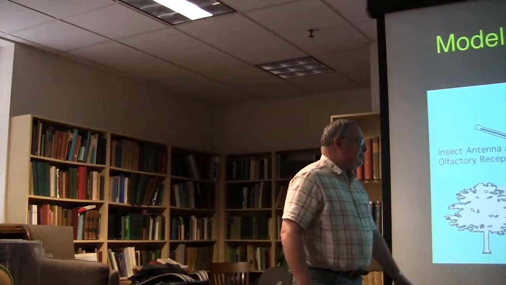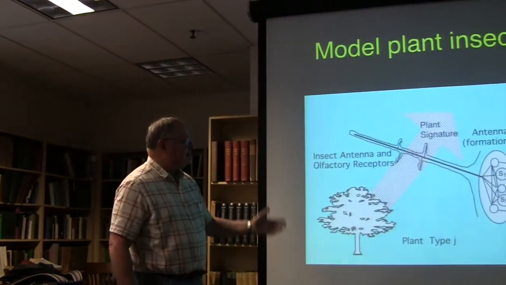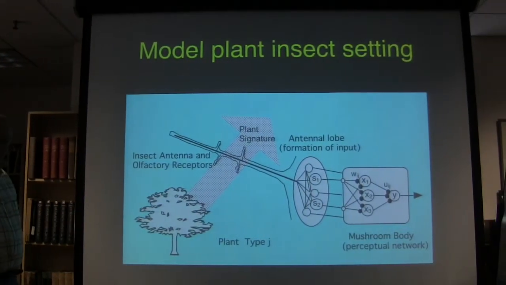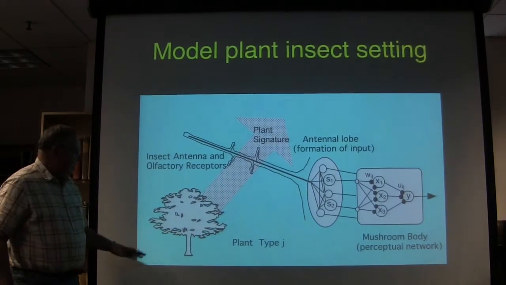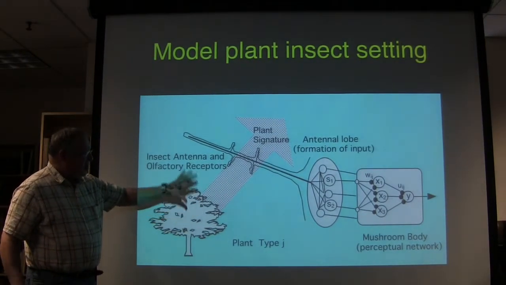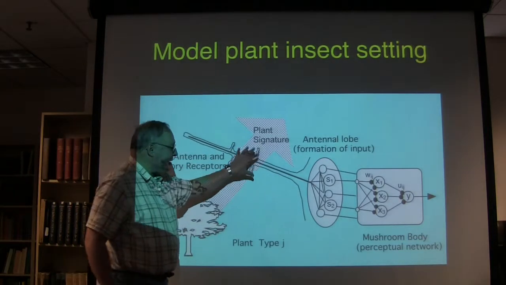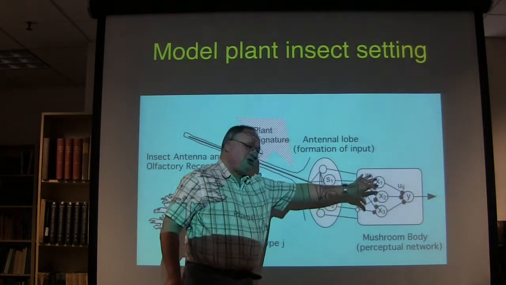So one of the things I got interested in was olfactory processing, and we applied this to this particular model. This provides kind of the leitmotif of the model. Think of a plant putting out a signature, a chemical signature, being picked up by an insect. This is a picture of its brain.